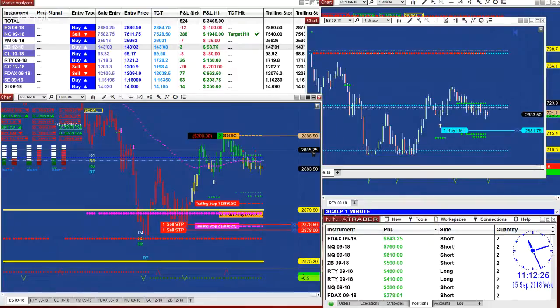We had some nice run on the ES, Nasdaq, Dow Jones, and now we are completely flat. Nothing anymore. What we are doing, we're trying to squeeze the last trade on the ES for today. So let's see if we can squeeze one more trade.